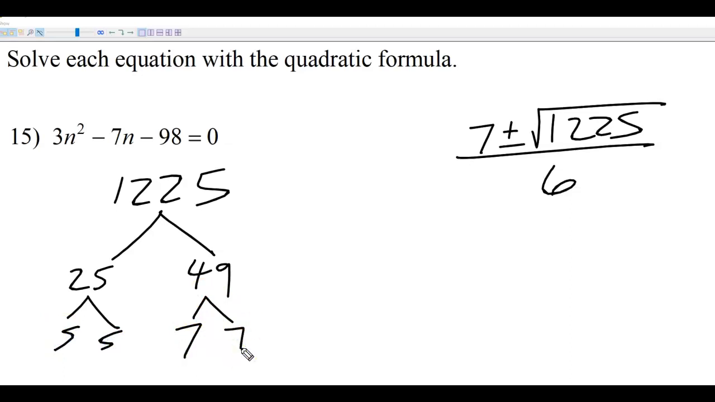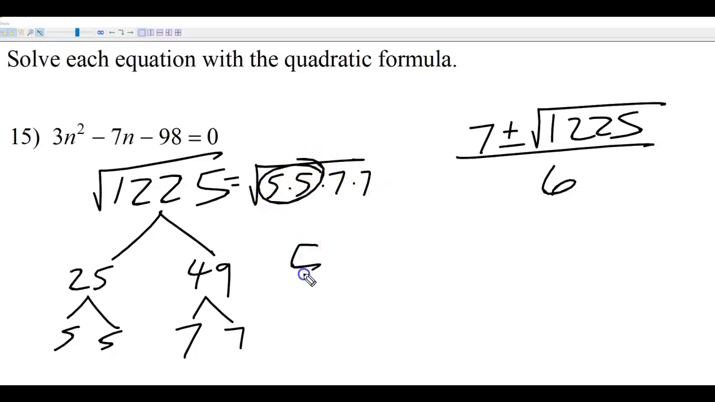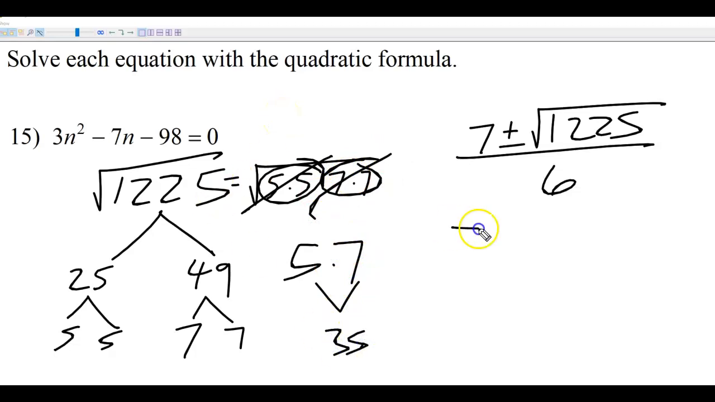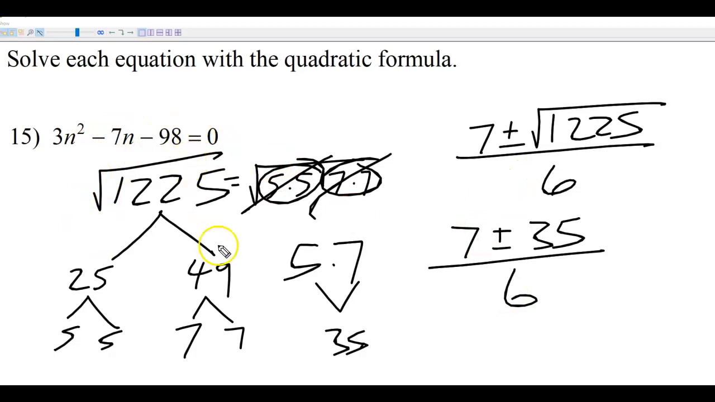So since we're taking a square root of this, the square root of 1,225 is the square root of 5 times 5 times 7 times 7. And you can take out a 5, and you can take out a 7. Putting those together, we get 35. So that square root simplifies to just 35. So what makes this problem special is that once you take the square root, there is no more square root. That's a perfect square root. The square root of 1,225 is just 35. We took all the numbers out.